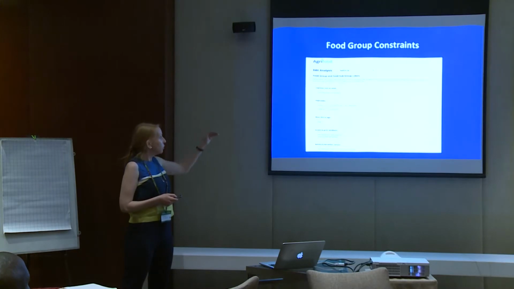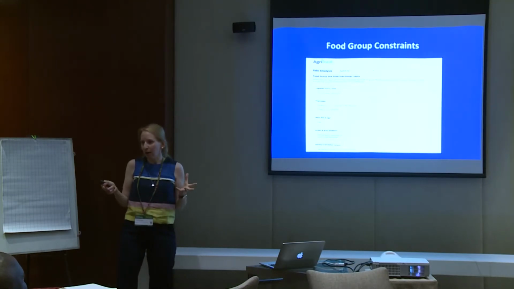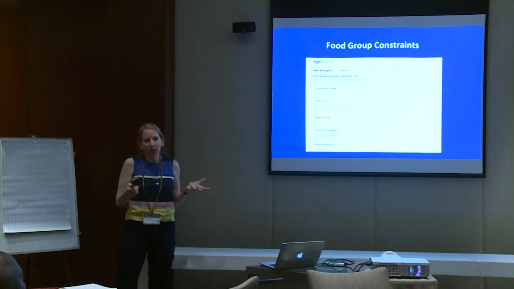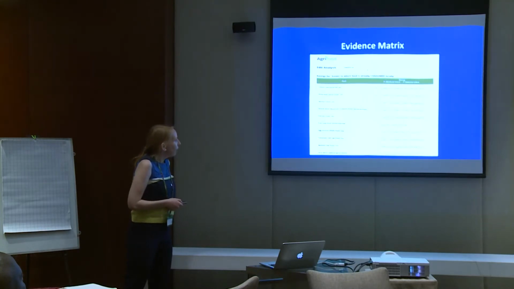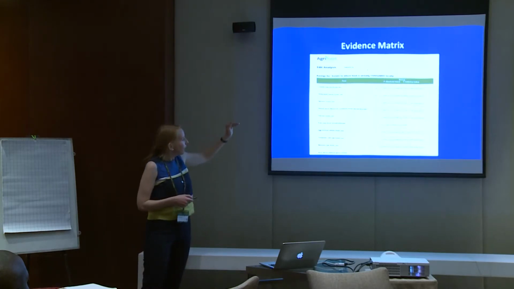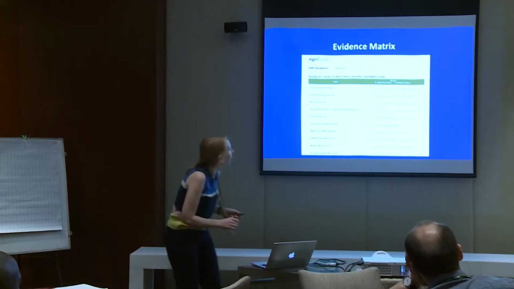You also put in food group constraints that can be from a population average, or set by a reference, or they can be something that you can play with based on other information about the population. And then you have your evidence matrix. This is just an example for one criteria. I think I can make it bigger. Actually, I don't want to play with it now because I might lose it.